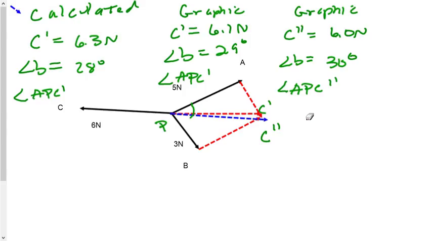So the last thing we really need to do then is fill in our data chart here. Okay, first of all, we have the graphic measurement of C prime. That was 6.1 newtons. Angle APC prime then is 29 degrees. C double prime is 6.0 newtons. And APC double prime was 30 degrees. Now we'll record the calculated means in there. The calculated value was 6.3 newtons. And the calculated value for the angle was 28 degrees.